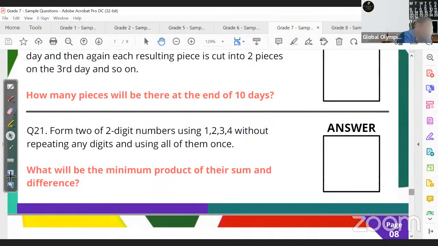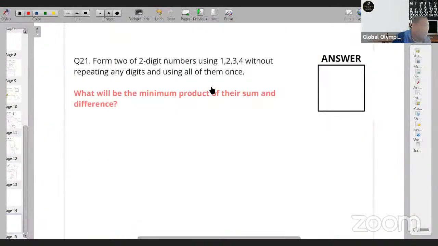Okay, so this is question 27. Form two two-digit numbers using 1, 2, 3, 4 without repeating any digits and using all of them once. What would be the minimum product of their sum and difference?